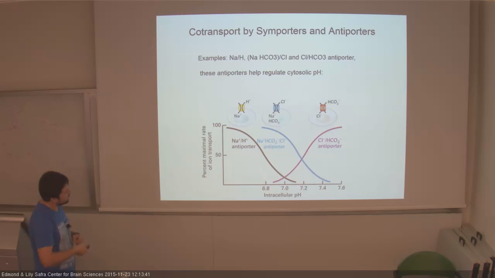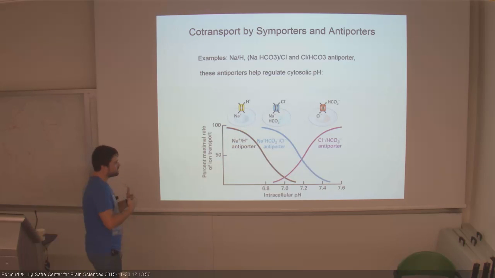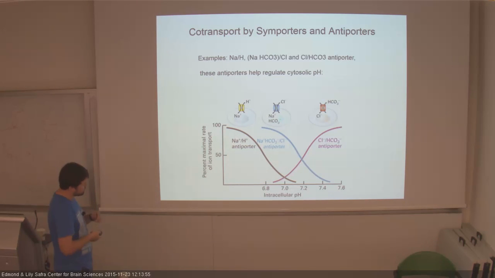Once we start getting into the range of pH that's close to the physiological pH, we have two very interesting types of antiporters that are actually working against each other. One of them, again with use of the high sodium gradient, introduces a molecule of bicarbonate and takes out a molecule of chloride. And because this molecule is basic, because it accepts hydrogen ions, it further pushes the pH towards the basic.